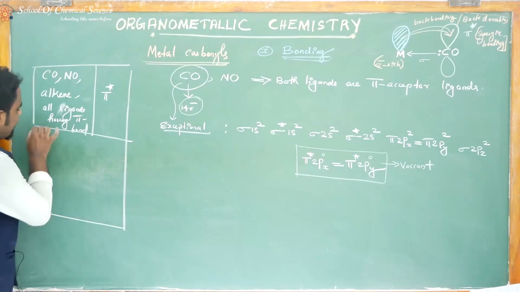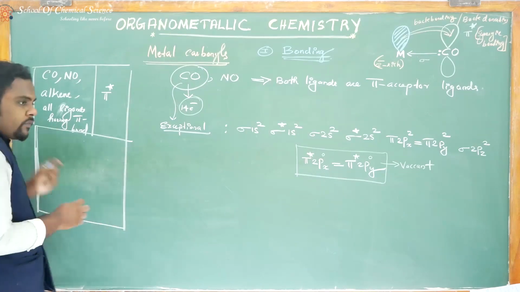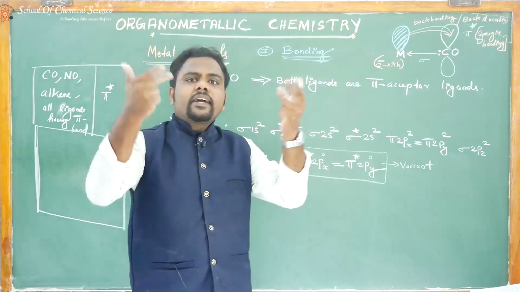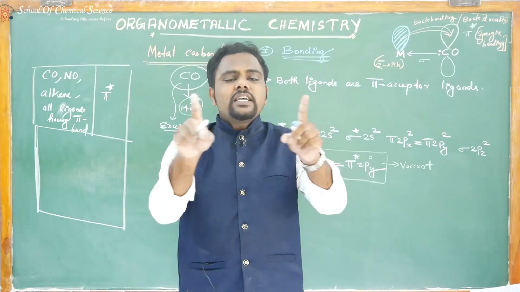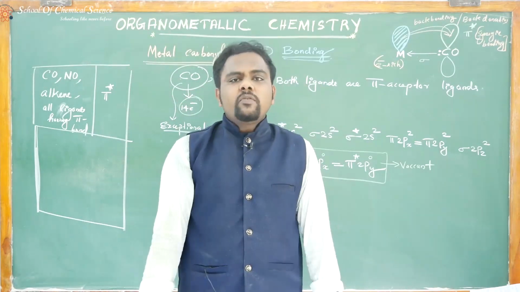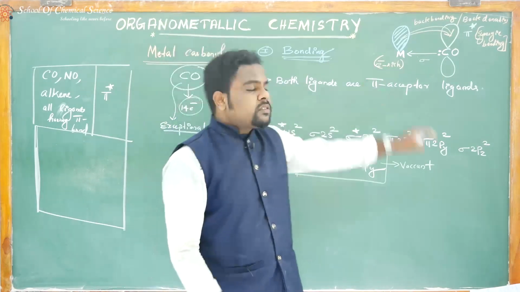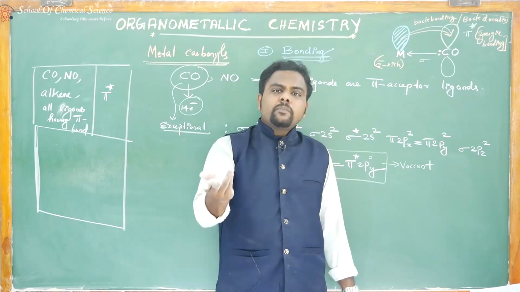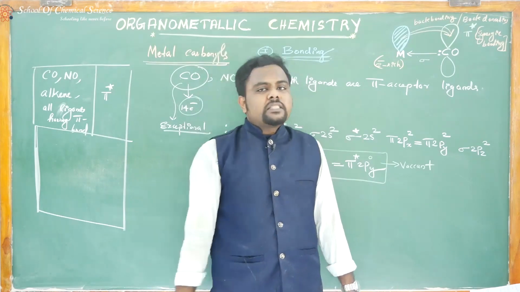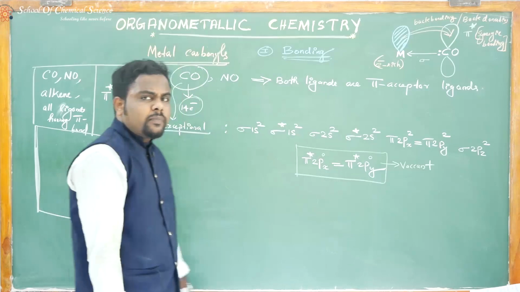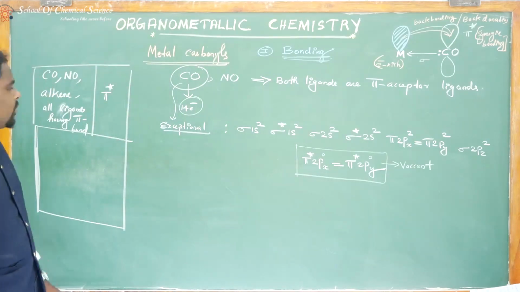Why does alkene have a vacant pi star orbital? If there is a pi bond, there will be a vacant pi star orbital. Alkene is C double bond C. It has a pi bond. Whenever a pi bond is there, a vacant pi star orbital is there. Carbon monoxide is C triple bond O. It has a pi bond, so definitely a vacant pi star orbital is there. All ligands having a pi bond have a vacant pi star orbital.